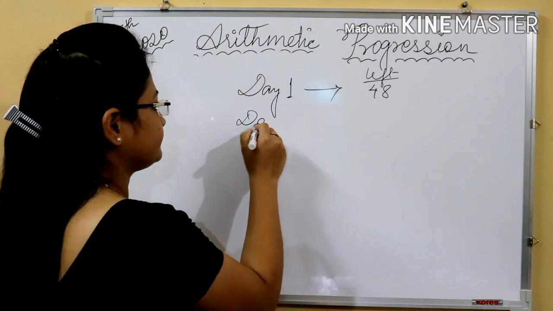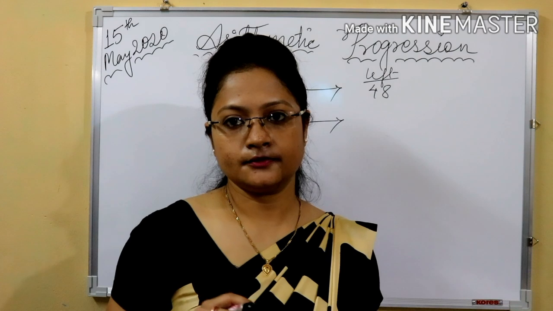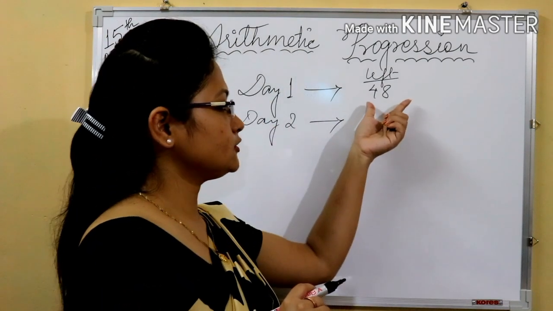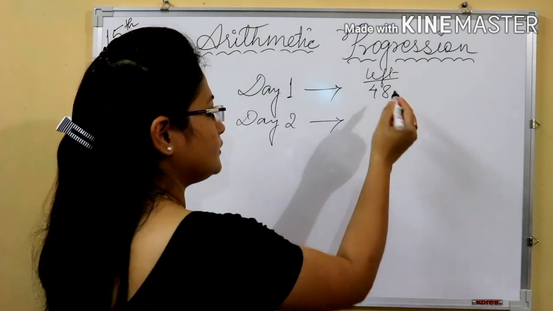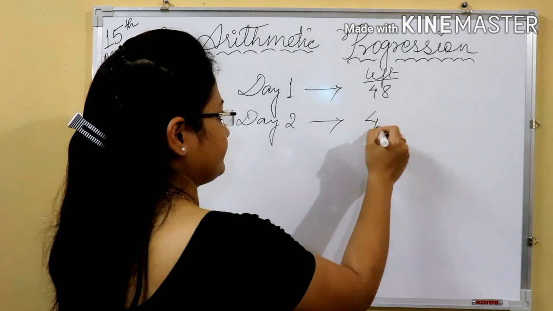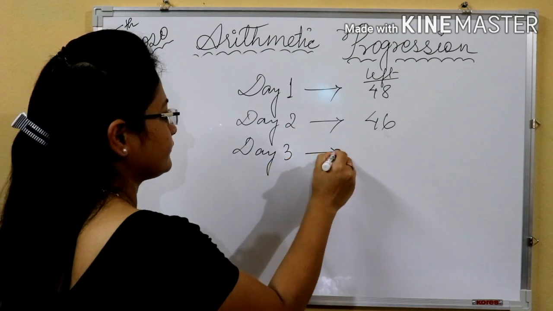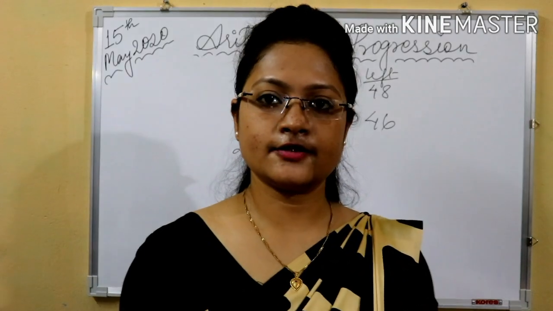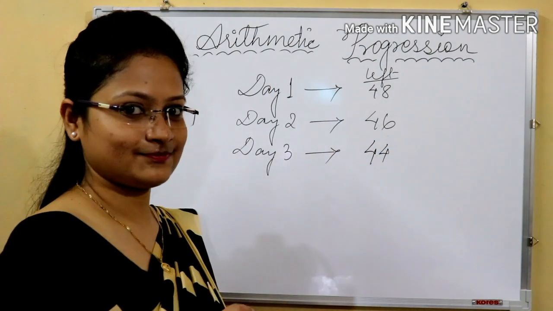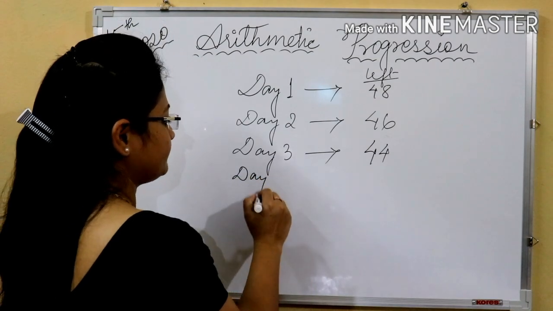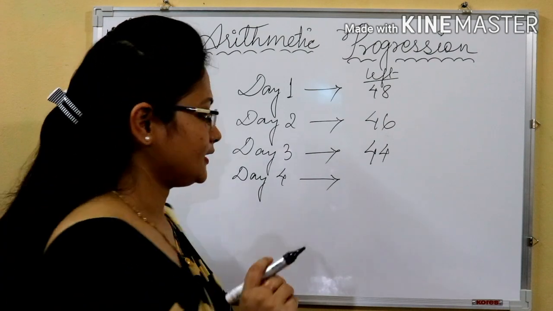Second day, again her father gives her 2 candies. Out of 48, 2 candies are given to Meena. Now how many candies are left? 46. Day 3, out of 46, 2 candies are given to Meena. Yes, correct, 44 candies left. Fourth day, out of 44, if 2 candies are given to her, yes, it is 42.